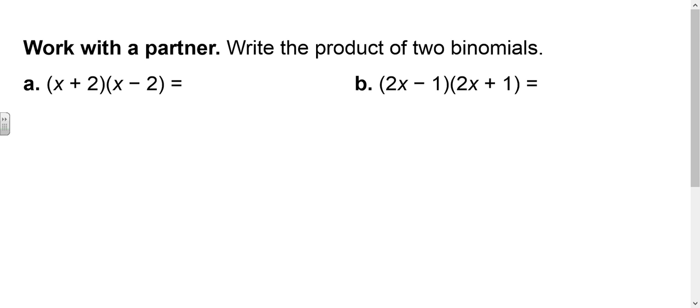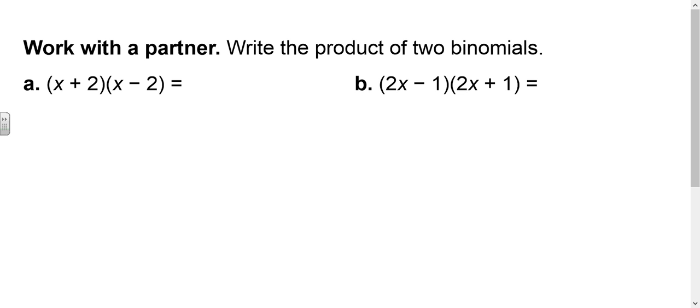All right, take some time for just a second. Go ahead and pause the video and multiply out these two examples and then see if you notice any patterns.